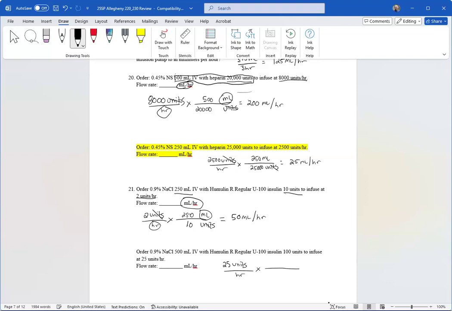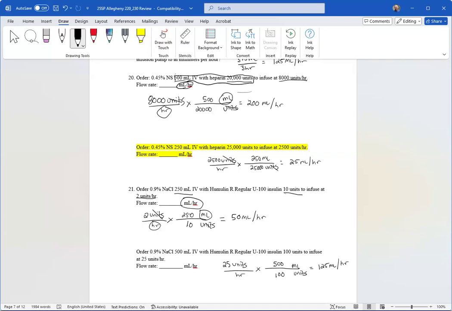But again, I don't want units per hour. I want milliliters per hour. So I just want to see, can I convert units to milliliters? I can, because my units of insulin are in the 500 milliliter IV. I think this ends up being the same answer. So 25 times 500 divided by 100. Oh, no, it's different. This is going to be 125 milliliters per hour.